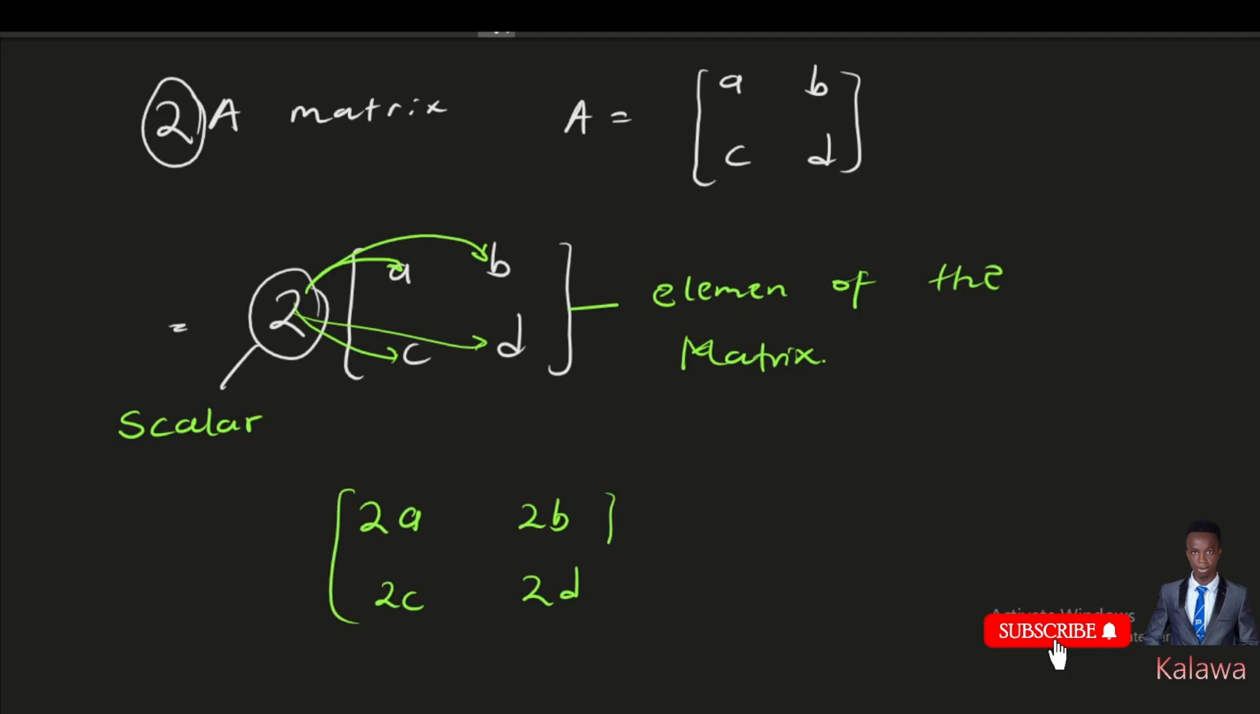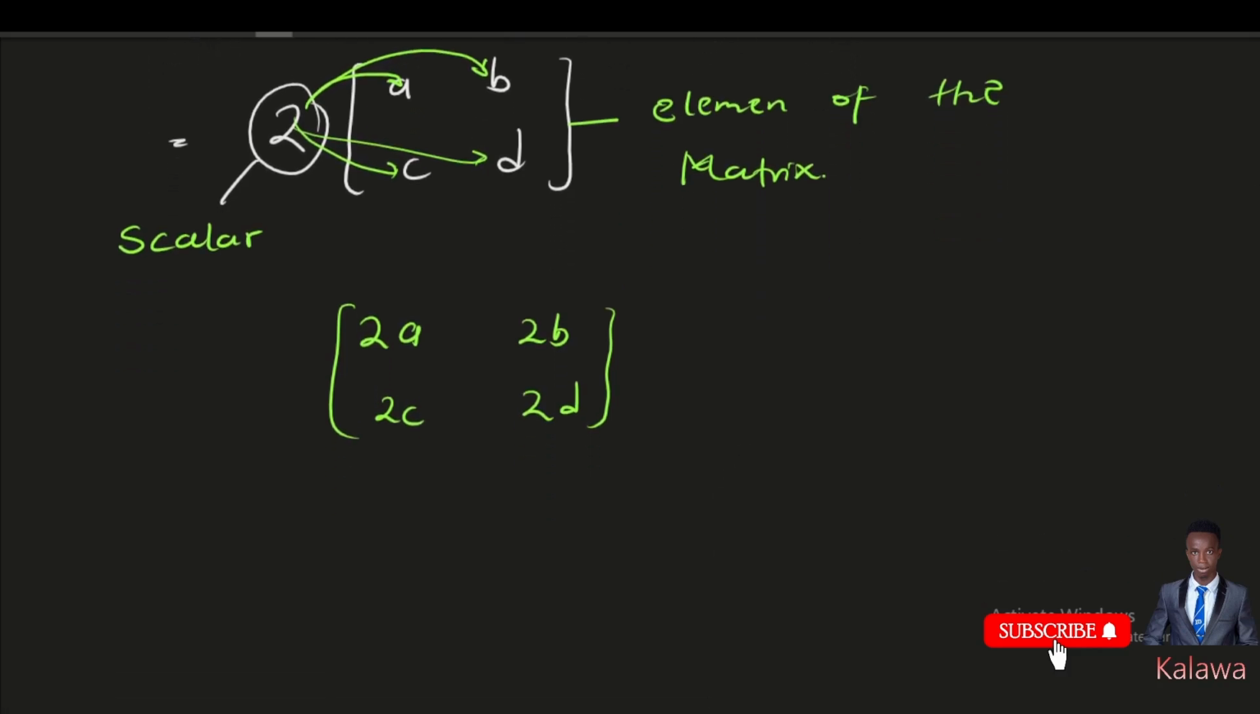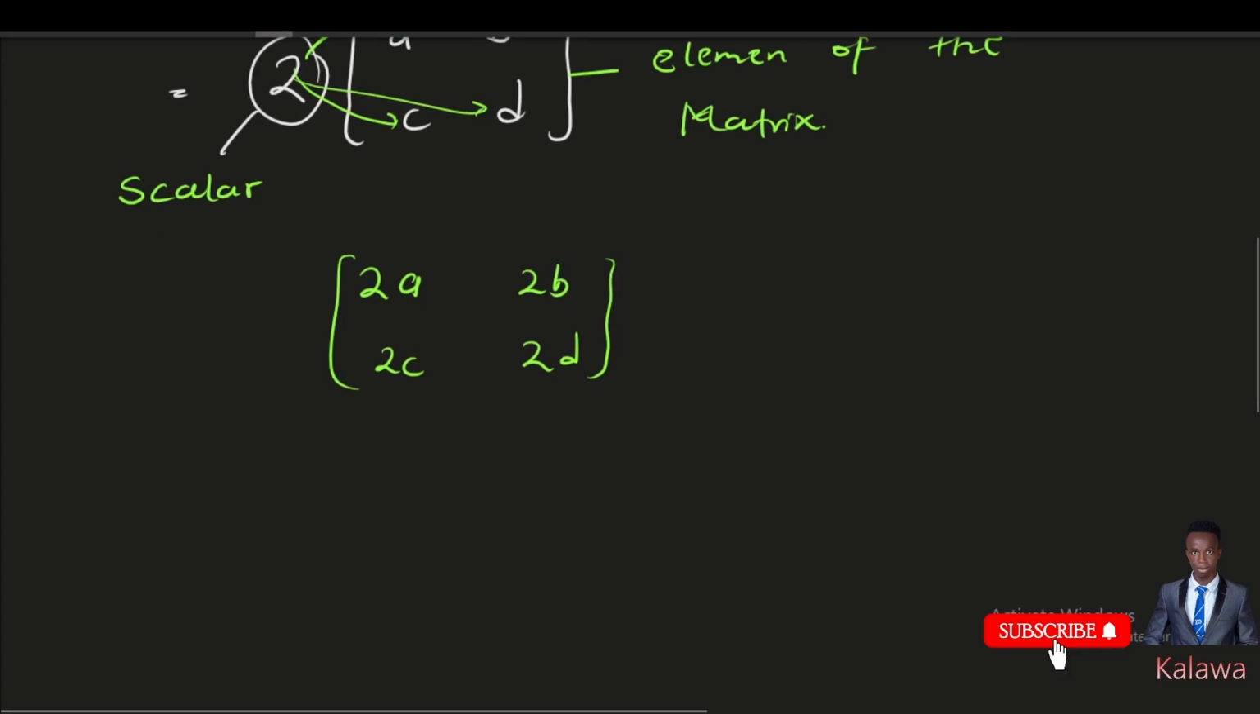So this is the simplest explanation of a scalar matrix. The scalar here is the number, or it could be a constant, outside the matrix. So we use that constant and multiply the constant into each of the elements of the matrix. So let's also take note of the sign.